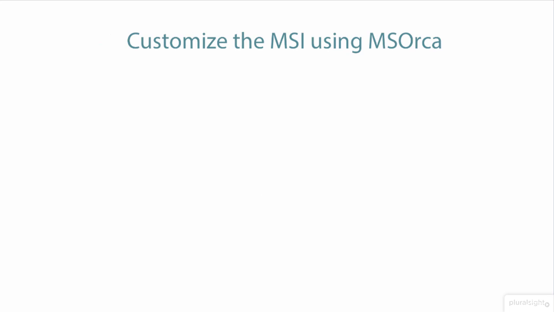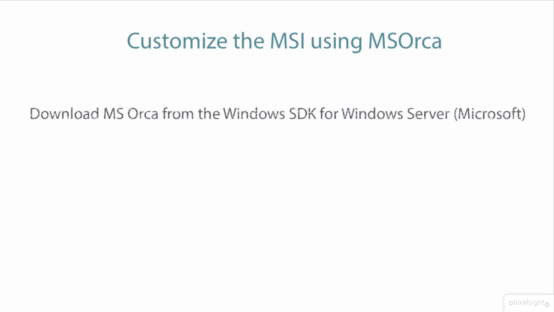The next option for dealing with a custom deployment is to customize the Cisco-provided MSI using the Microsoft Orca tool. And we'll demonstrate that here in a minute, but let me give you a little bit of background on what that process is going to look like. First, you're going to have to download the Microsoft Windows SDK for Windows Server, and you'll get that from Microsoft's website. When you install the Windows SDK for Windows Server, you'll then be able to access the Microsoft Orca application.